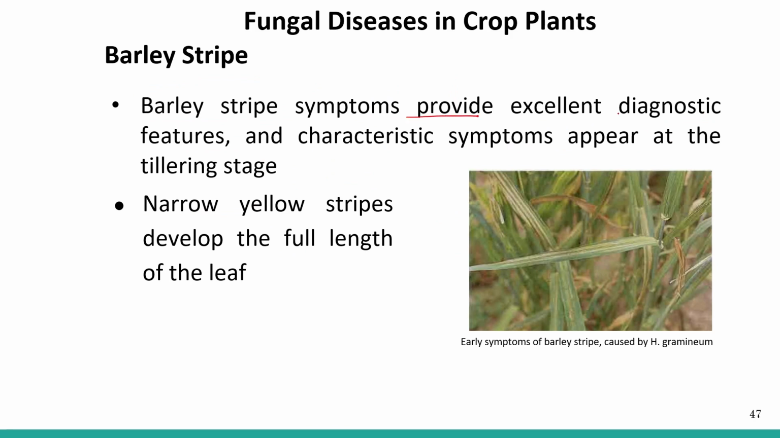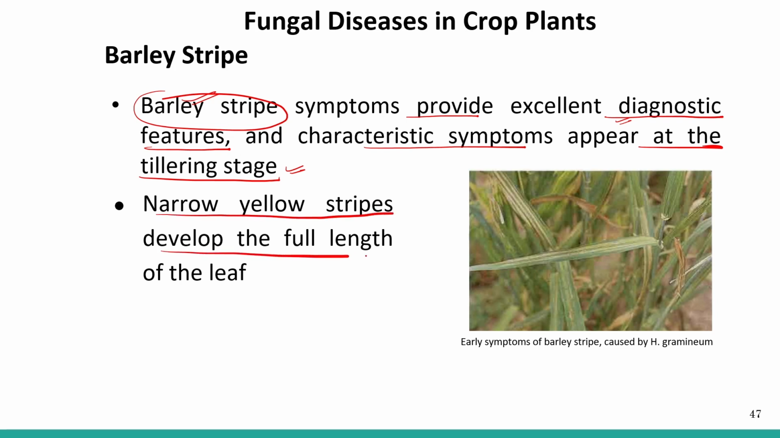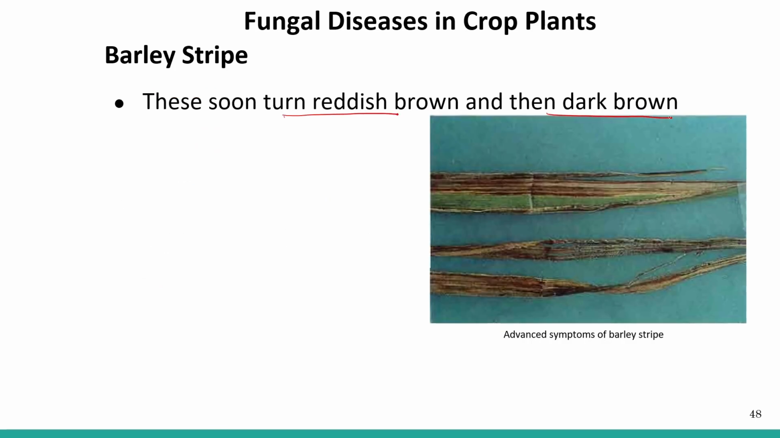Barley stripe symptoms provide excellent diagnostic features, and the characteristic symptoms appear at the tillering stage. So you can see the plant and you can tell that this is the symptom. It is clearly visible, right? So narrow yellow stripes develop the full length of the leaf. Here you can see these yellow narrow stripes. These are the yellow stripes that get developed. This is due to this fungus. These soon turn reddish brown and then dark brown. So here we can see this is yellow and later it becomes dark brown in color, right? So these are the symptoms that we can see.